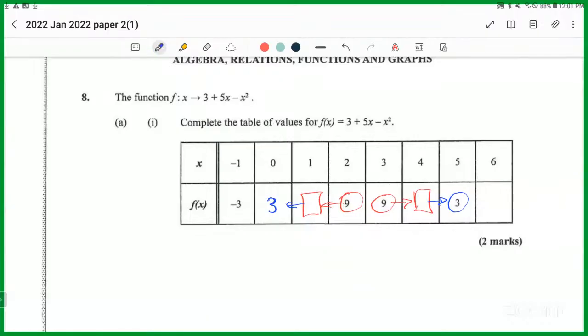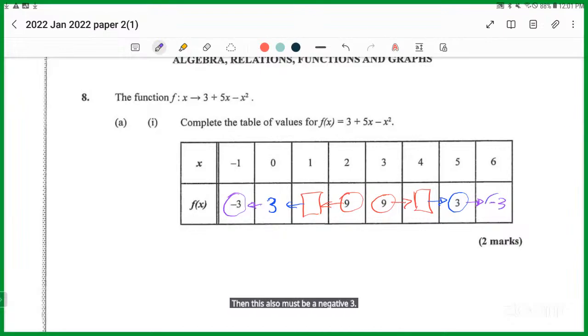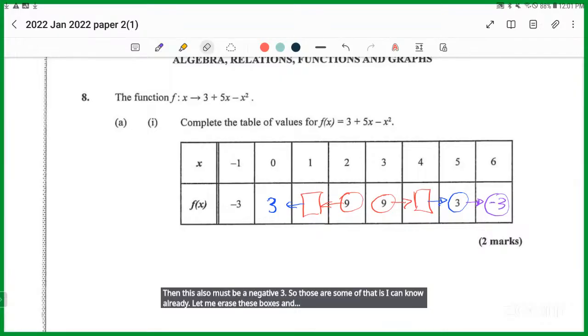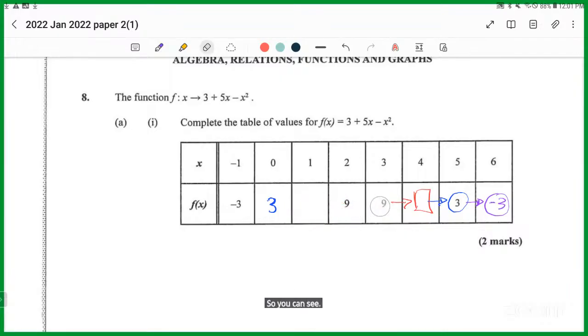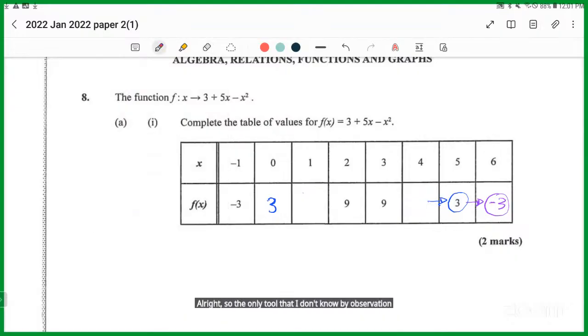And then it's a different color. If I go to the right of this 3, it must be the same value as going to the left of this 3. So if this is a negative 3, then this also must be a negative 3. So those are some values I can know already. Let me erase these boxes so you can see. So those values I can write down without calculating. Right? So the only two that I don't know by observation, by looking, are these two.